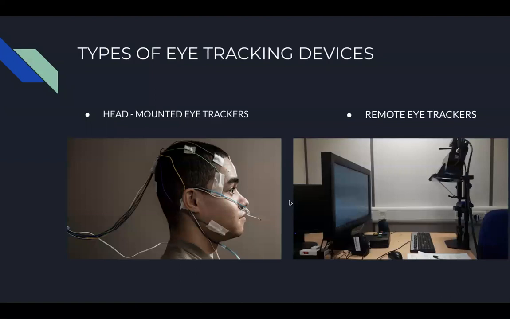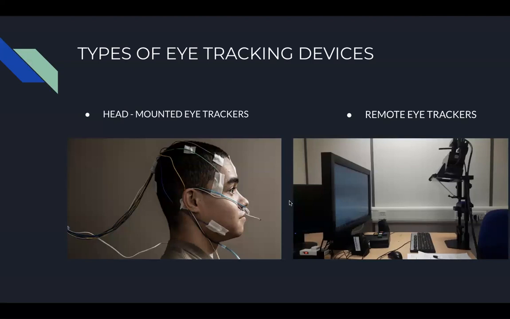The first type is head-mounted eye trackers. Head-mounted eye trackers are devices that track the gaze of a person wearing them. They are typically used in research and clinical settings, but they're also becoming more common in commercial applications. Head-mounted eye trackers work by using a camera to track the movement of the eyes. The camera is typically located in the center of the lens of the eye tracker.